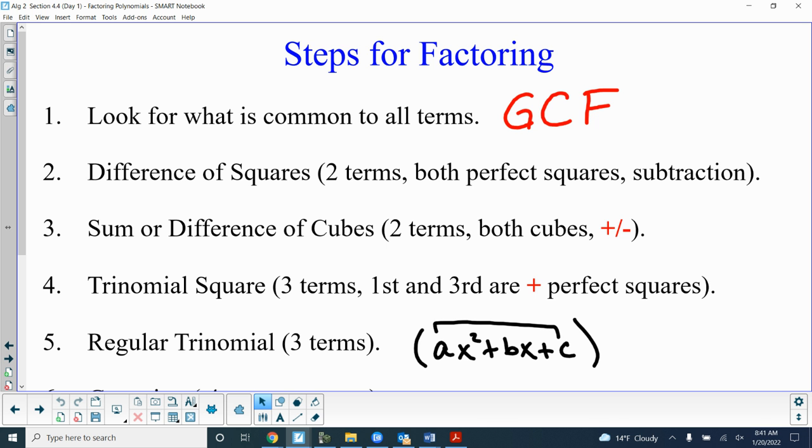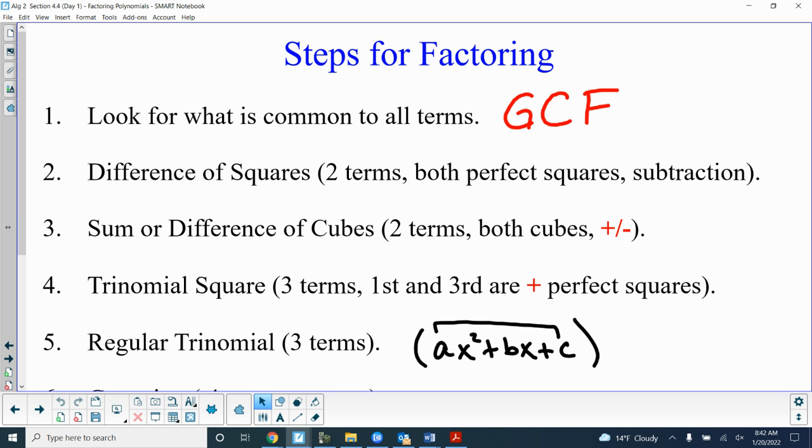And then there's a certain way to do those, right? You take the square root of both, front and back of both, one's plus, one's minus, right? We've done enough of those that you should have those down by now, okay? But again, we're going to keep practicing, but you have to know these steps. Makes your life, factoring life, much easier, okay?